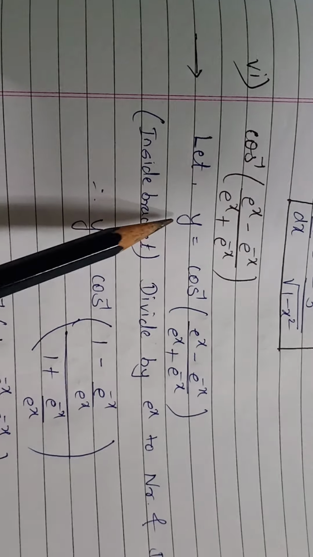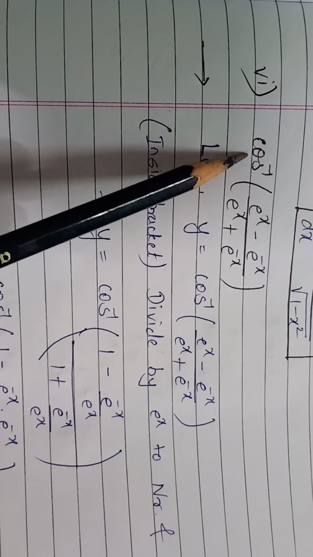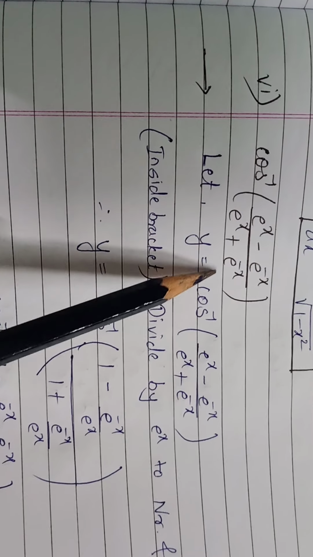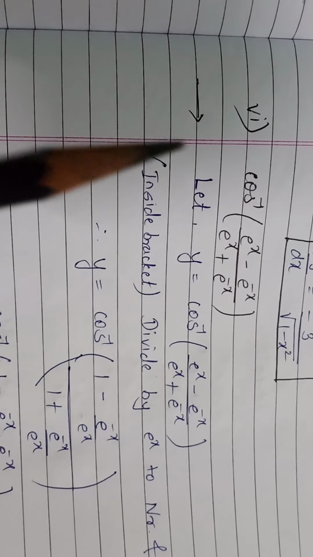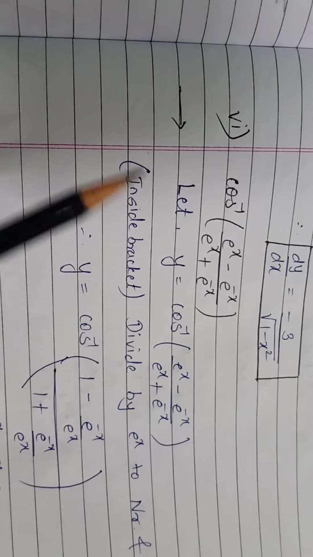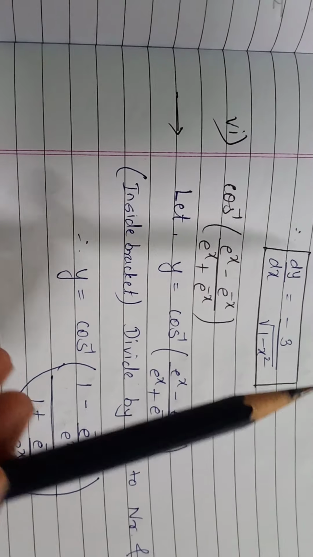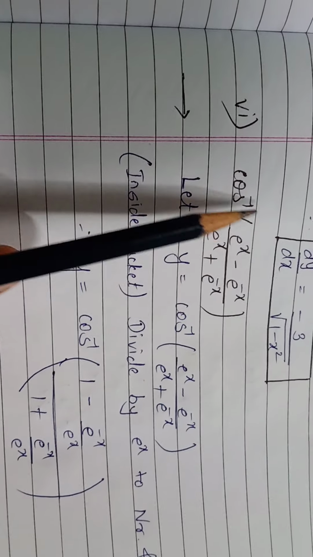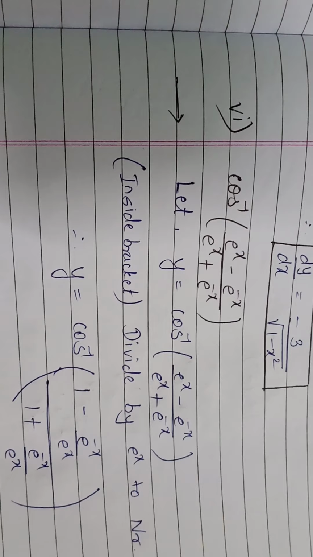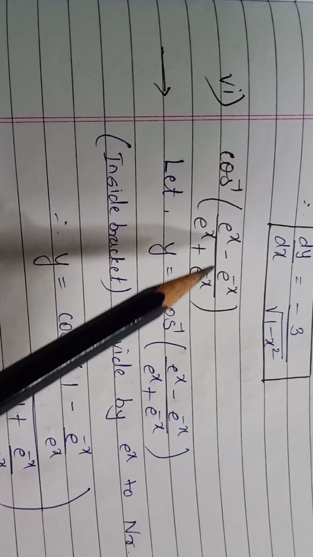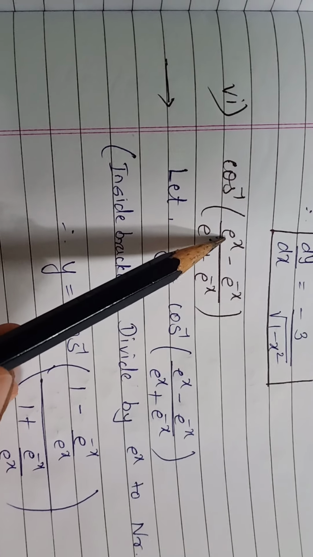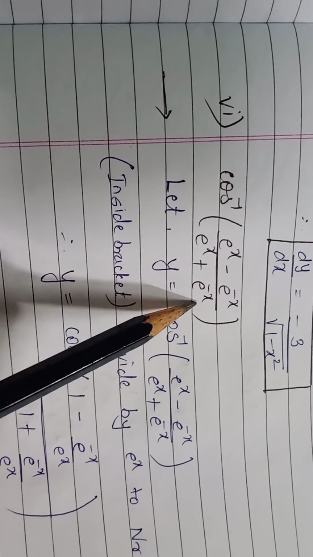Now this is the next question. Cos inverse of e raised to x minus e raised to minus x upon e raised to x plus e raised to minus x. Now this is a totally different question. Okay, this is not in the format of 1 minus x square over 1 plus x square, or in the 2 tan theta format, nothing. This is a completely different question. But still we have to solve it by those methods only. So what can we do in order to arrange this as 1 minus and 1 plus, right?